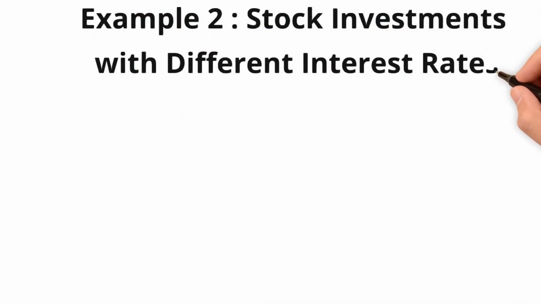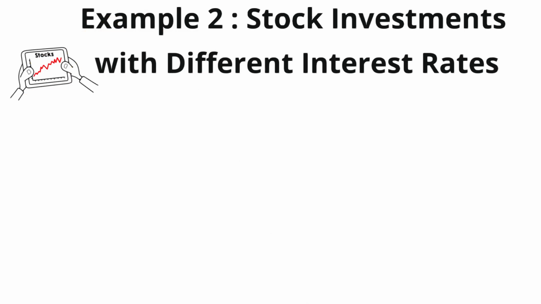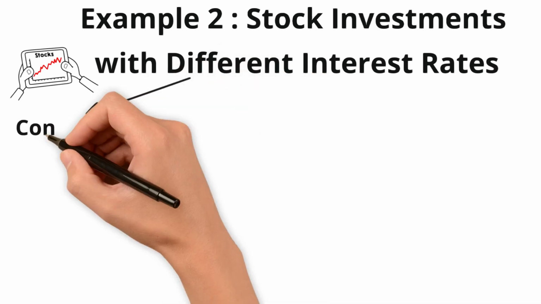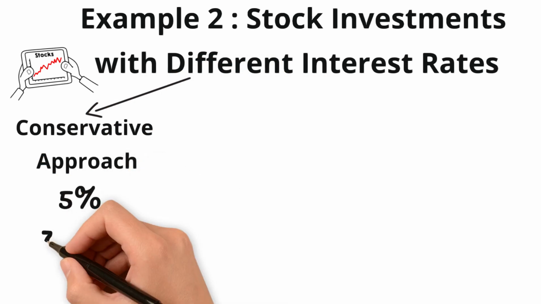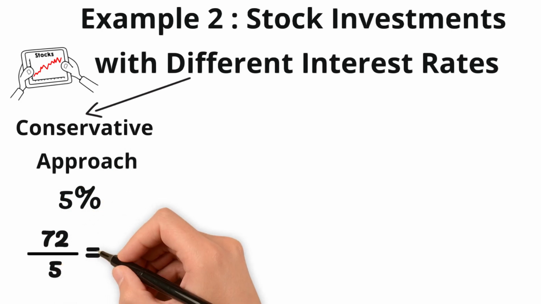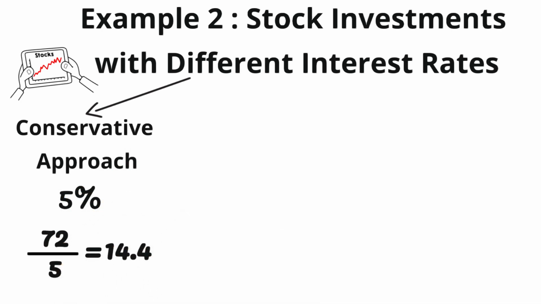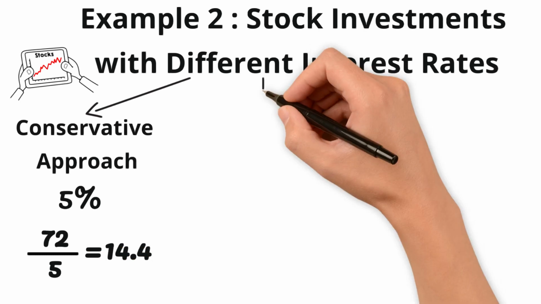Example 2. Now, let's talk about the world of stock investments, but this time we'll explore how different interest rates impact the time it takes to double your money. First, conservative approach. Imagine you're aiming for a conservative approach with an annual return of 5%. Use the rule of 72. Take 72 and divide it by 5, and you'll see that it will take roughly 14.4 years for your initial investment to double with a 5% annual return.